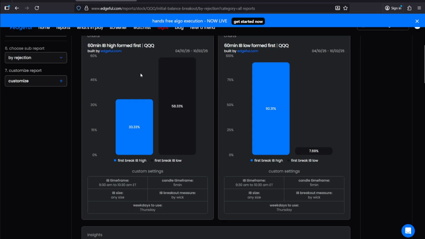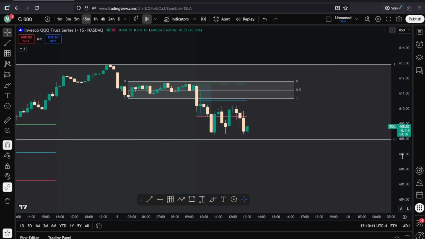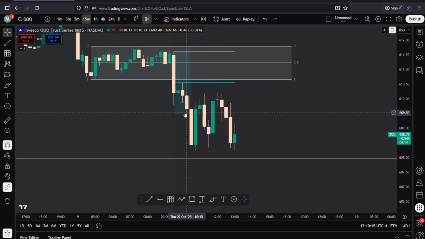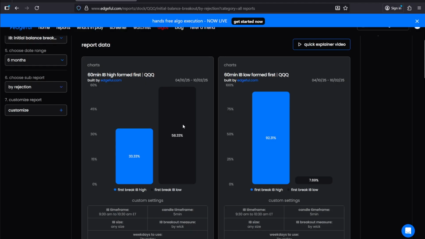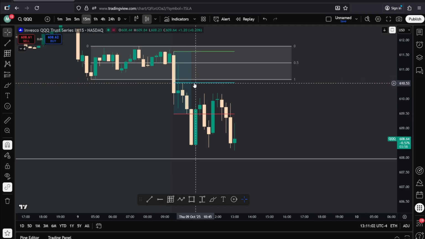For today's example, since we formed the high first, the wick high was made pretty much right at open, and then we went and made the low at about 10 o'clock, 10:15. Our chance of breaking the low is 58%. Not ideal. Typically what I like to see are these 92% statistics, but obviously we didn't form the low first today. The initial bounce still worked.